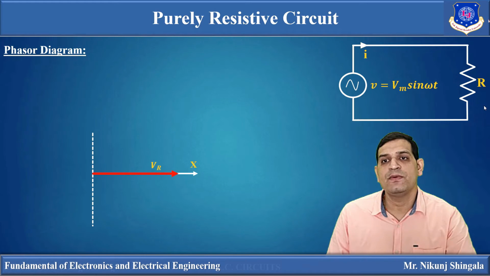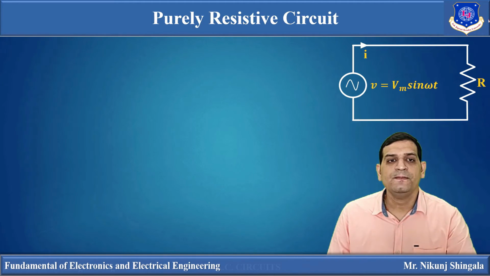This is the voltage drop across the resistor, and the current is also in the same direction because there is no phase difference between voltage and resulting current. So both will be in the same direction. So this is the phasor representation of voltage and current for the purely resistive circuit.